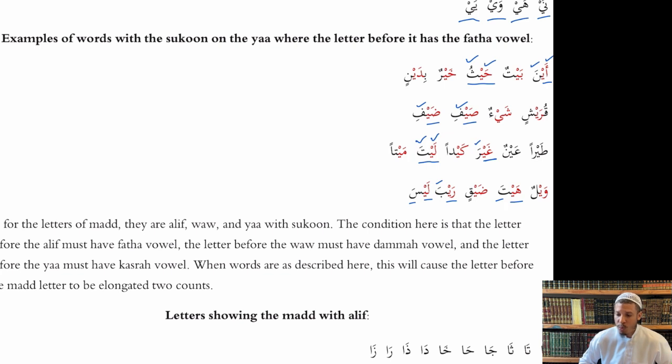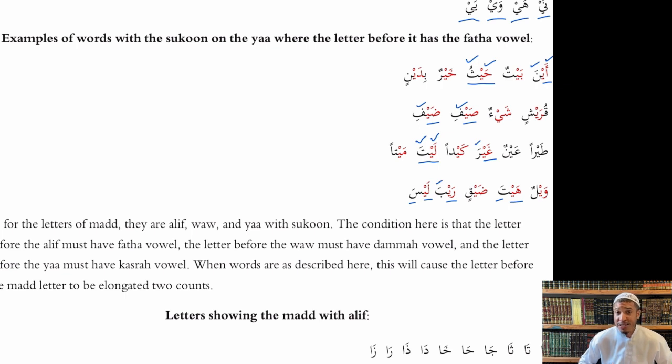So now we'll move on to the med letters. What are the med letters? The med letters are alif, waw, and ya. You may be saying, well, you just said that waw and ya are from the Leen letters. Now, alif, waw, and ya, we're adding the alif for the med letters. Waw and ya are likewise med letters. Just like they're Leen letters, they're med letters. And then we're going to add in addition the alif.